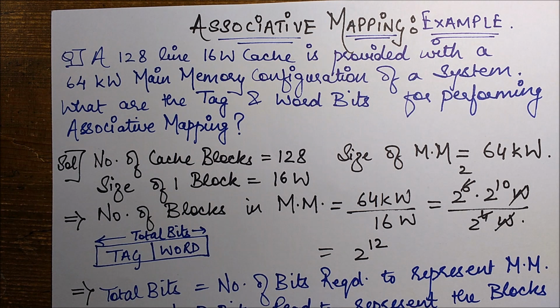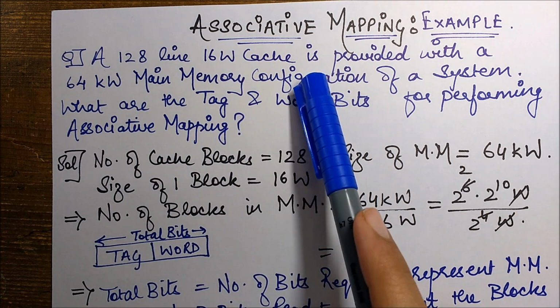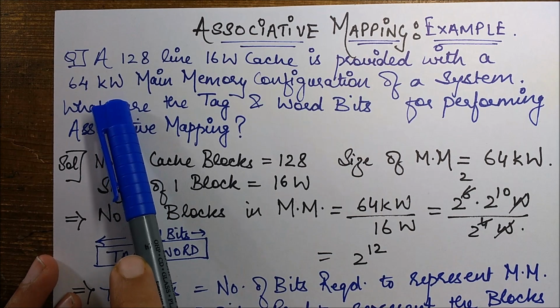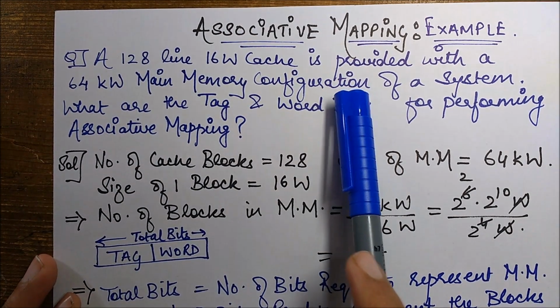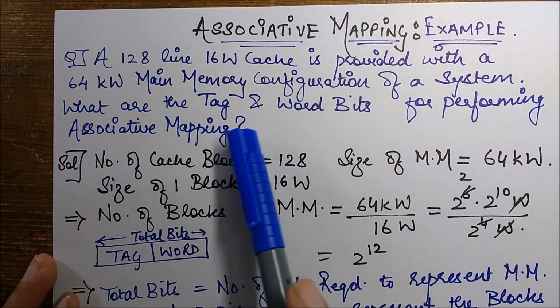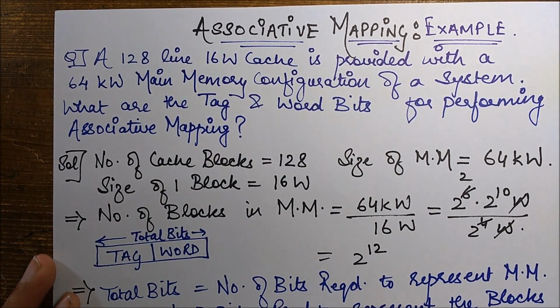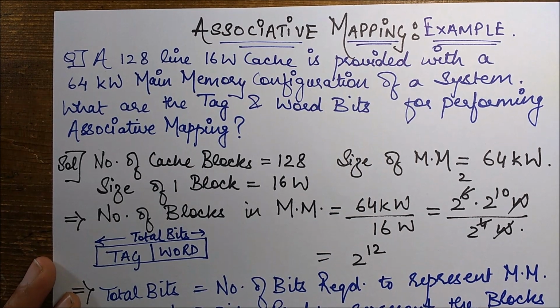Let's start with it. The question is, a 128 line 16 word cache is provided with a 64 kilowords main memory configuration of a system. What are the tag and word bits for performing associative mapping? Right. So first of all, let's jot down the given things in the question.